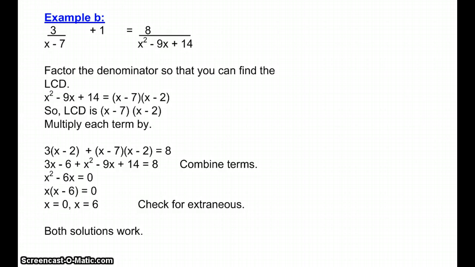Plug both of them back into the equation to make sure they work. In this case, both solutions work. There are no extraneous solutions.